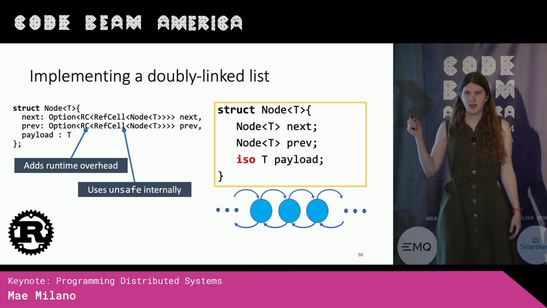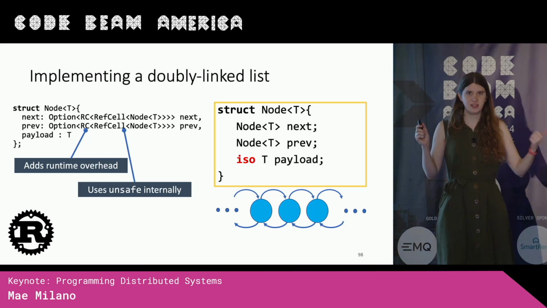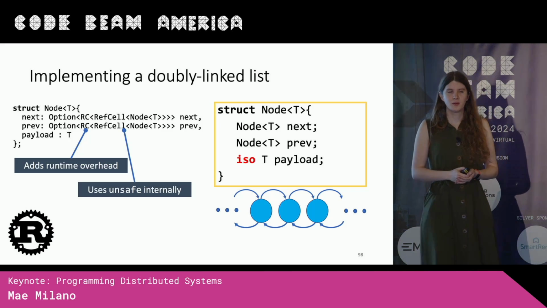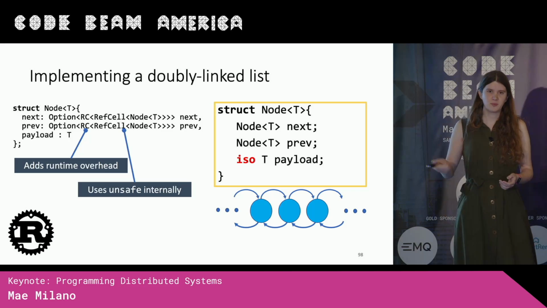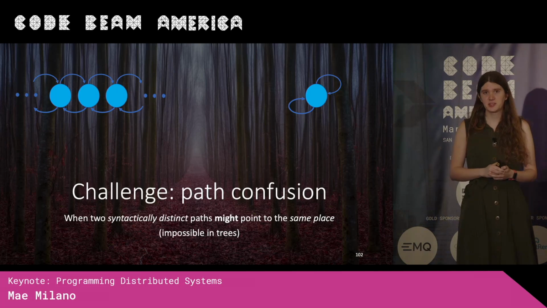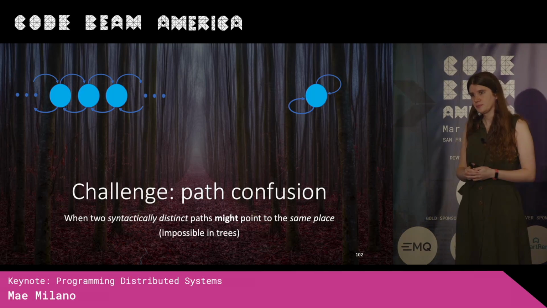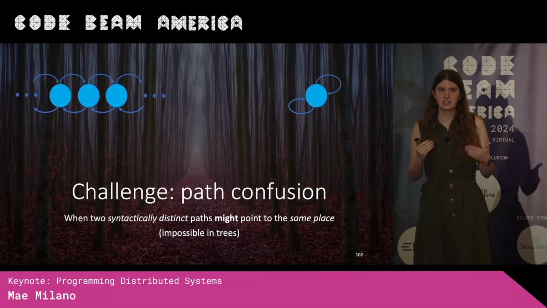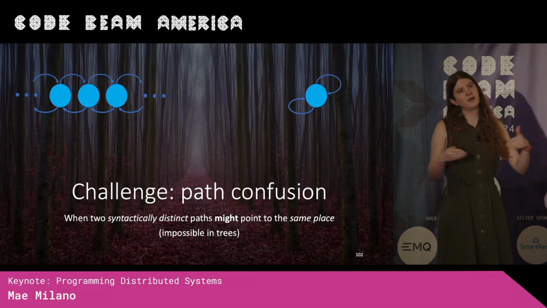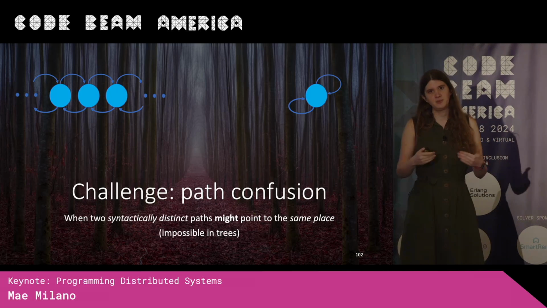So how was I able to do this? And Rust decided not to. It turns out that when you do this, you run into a problem. And I like to call this problem path confusion, which occurs whenever two syntactically distinct paths might or might not point to the same object at runtime.